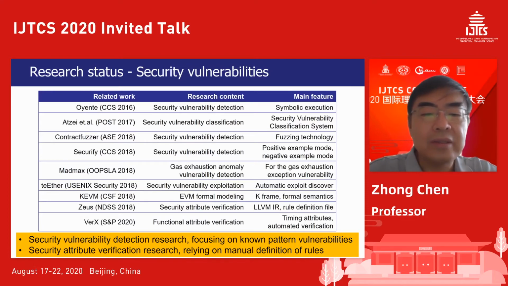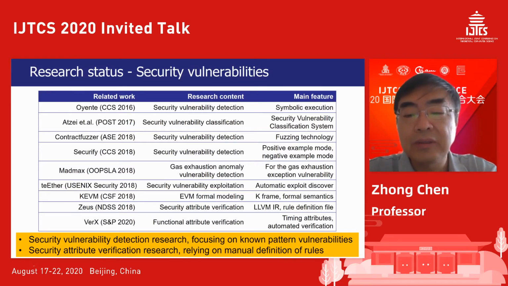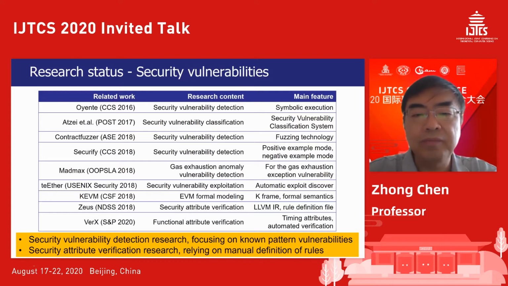We can see that the security vulnerability detection research mostly focuses on known pattern vulnerabilities, and the security attribute verification research normally relies on the manual definition of rules.